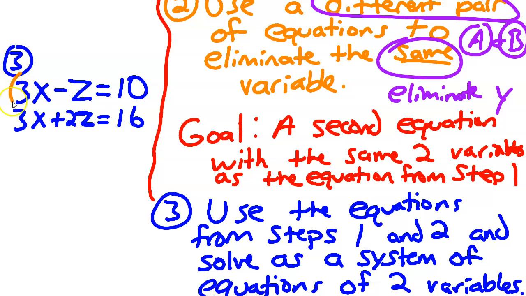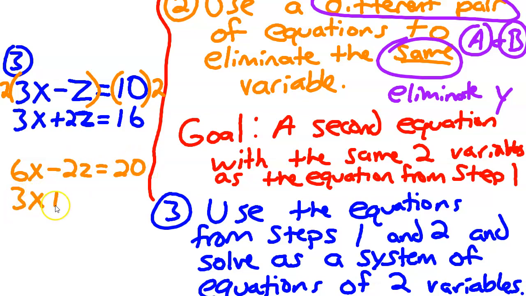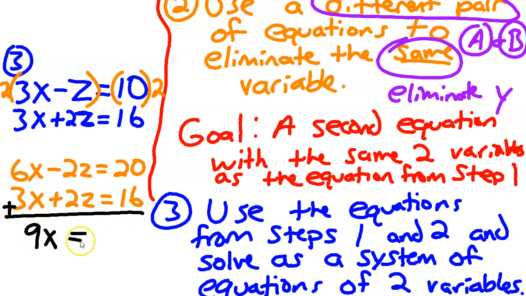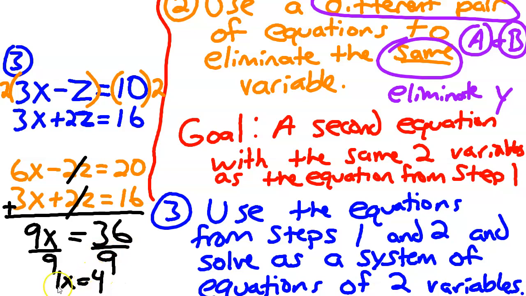I'm going to take the top equation here and multiply it by 2 on both sides, if I can squeeze that in there. And so I end up with 6x minus 2z equals 20. The bottom equation I will not modify, so I'm just going to copy that down. And then I will add these two equations together. And we end up with 9x equals 36, because the z's cancel out. We divide by 9 on both sides, and we get x is equal to 4. So let me keep that divider going.